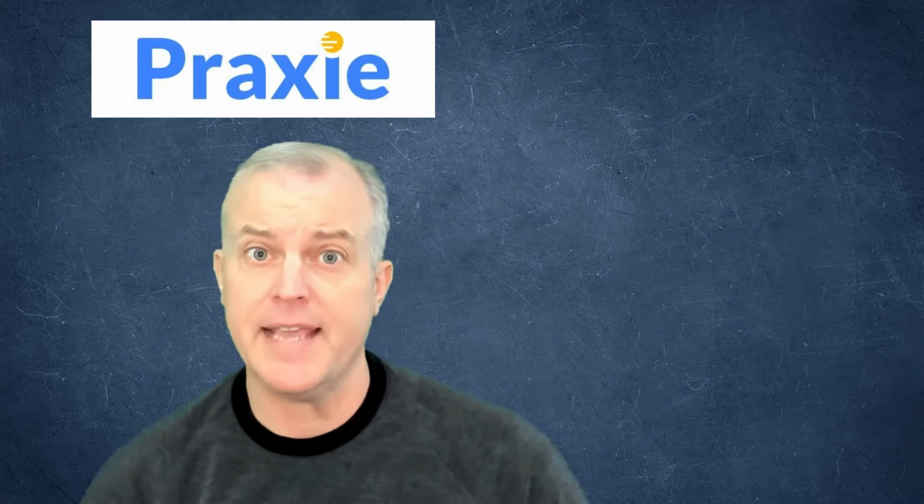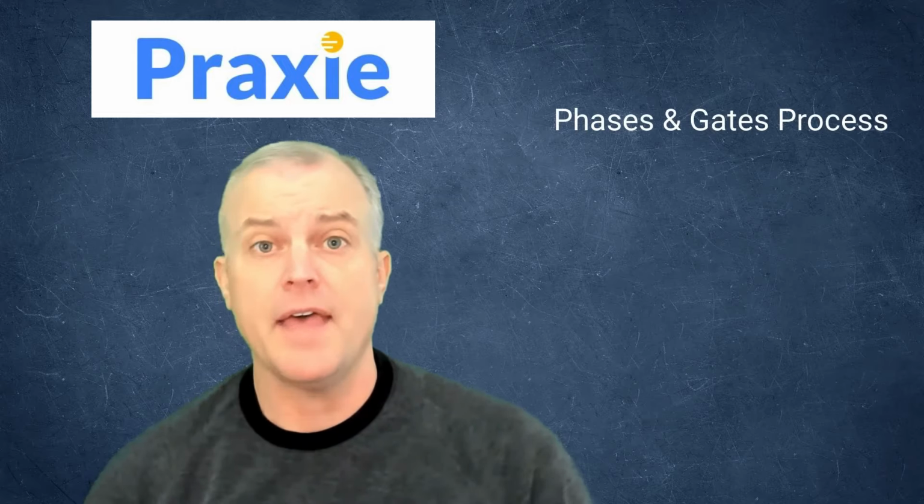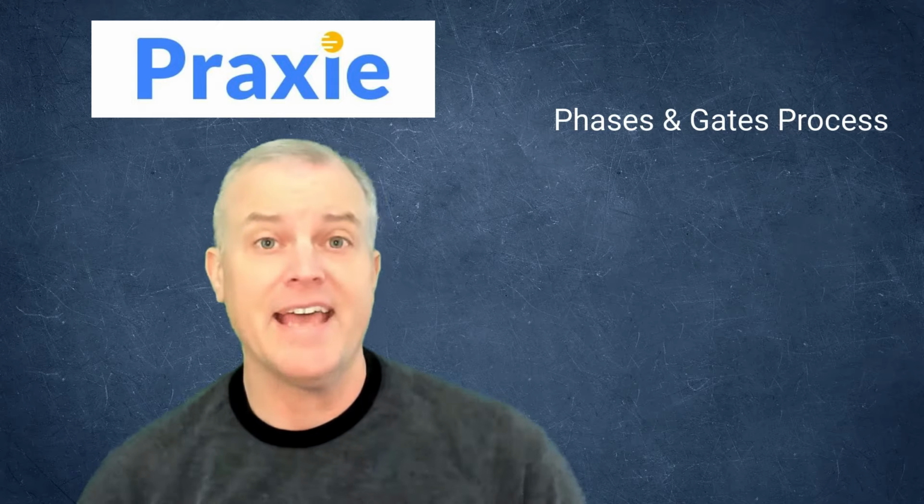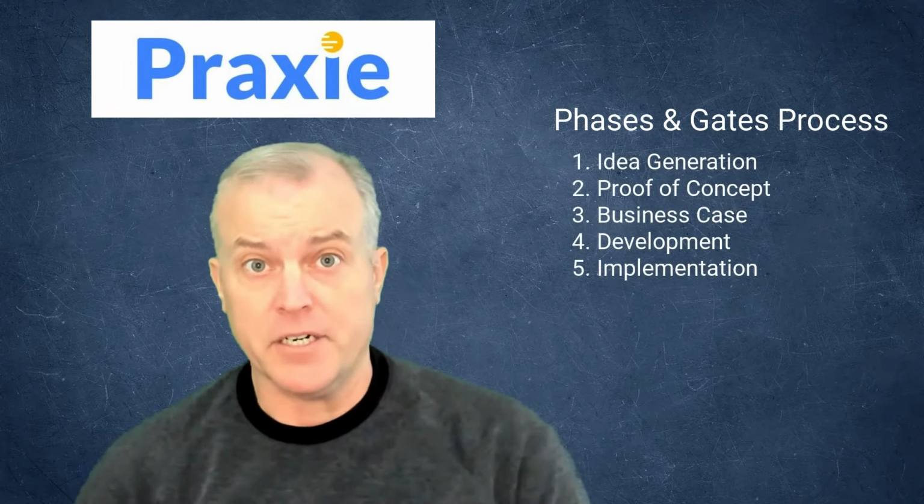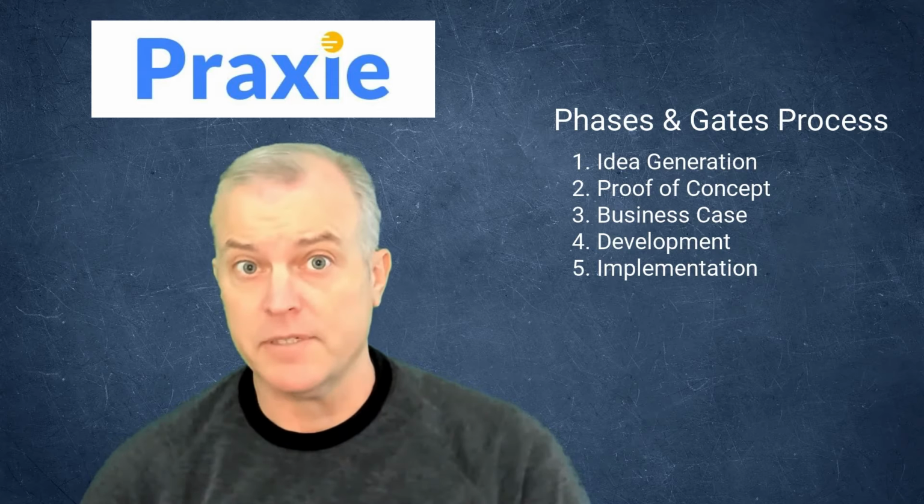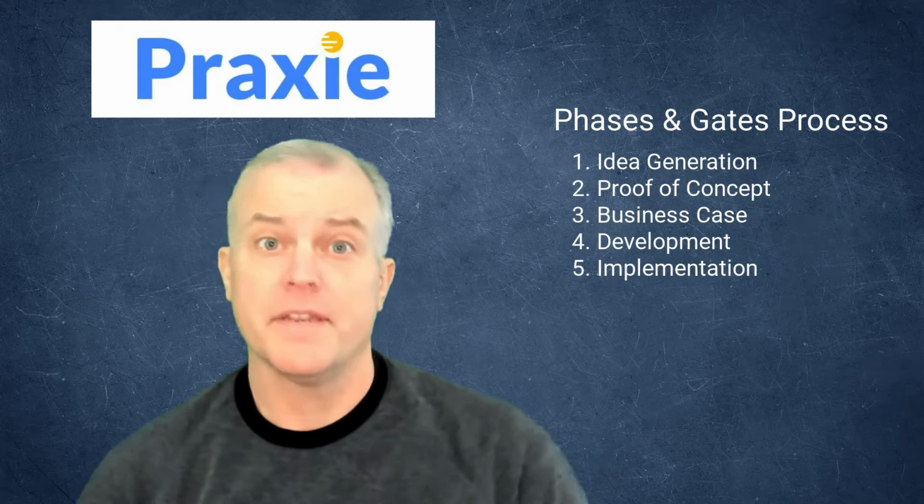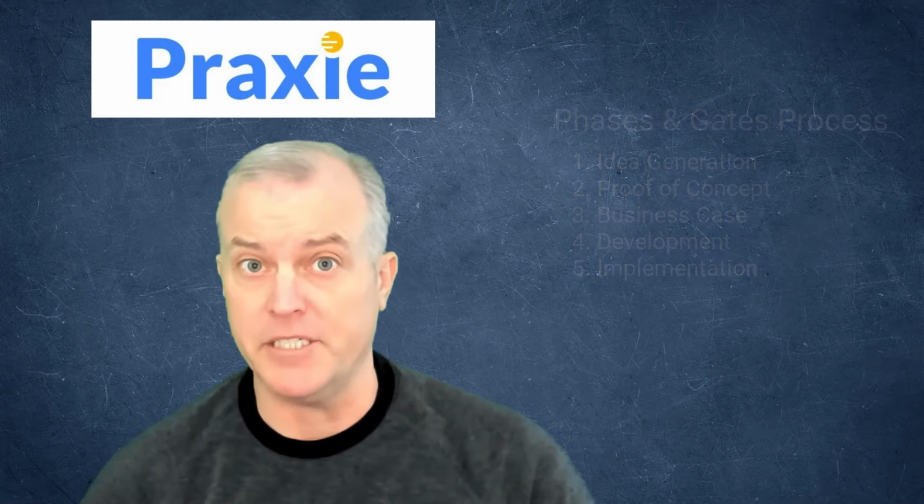To have an effective innovation process, you usually need to take an idea through a number of different phases or stages, and then gates to evaluate the idea at each phase and let it through to the next phase so that you can add more funding and resources to developing the idea. So the innovation phases and gates process is comprised of a number of different steps typically: idea generation, proof of concept, the business case, the development plan, and then implementation.